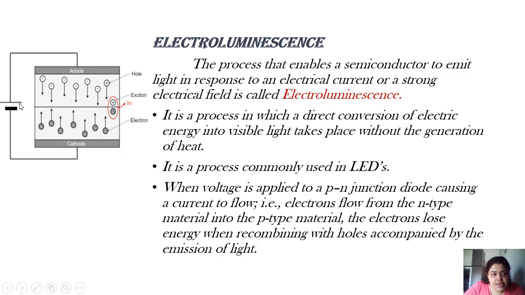This is what is shown in the diagram. The forward bias connection is shown here. Whenever there is interaction of electrons, and a recombination takes place, you can see h nu, that is a photon, is emitted. So this is just a brief about electroluminescence, a process which is commonly used in LEDs. When voltage is applied to a PN junction diode causing a current to flow, the electrons flow from N-type material to P-type material. Electrons lose energy when recombining with holes, accompanied by emission of light. I hope electroluminescence is clear.